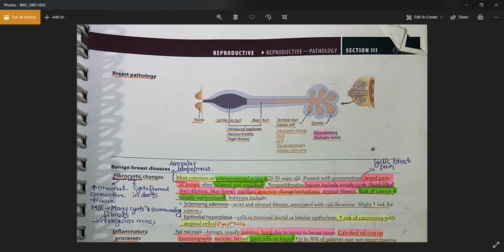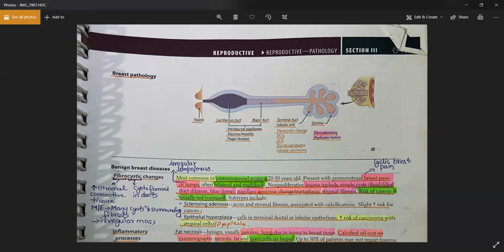Now the chances of cancer usually do not increase, but if you get a sclerosing adenosis, as the name suggests, you will have sclerosis of the glands, with stromal fibrosis. Calcifications will be there, and that will increase the risk of cancer. If epithelial hyperplasia occurs, then every hyperplasia can lead to cancer, right? So along with these fibrocystic changes, if you get epithelial hyperplasia, this will increase the risk of cancer.